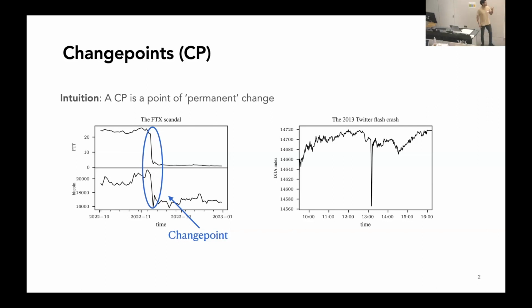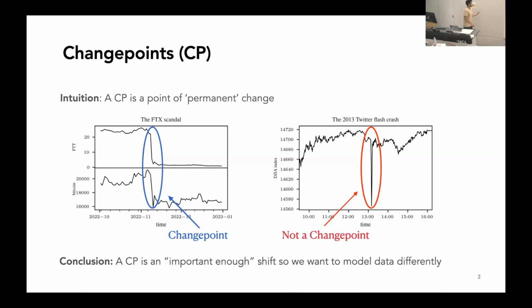On the left-hand side, we have the Twitter flash crash in 2013, when, due to a fake Twitter account, the Dow Jones index dropped for 2 minutes and then went back. When people reacted to this kind of change, they lost a ton of money. So this is something we don't want to act on. That's not a change point, that's an outlier, right? So overall, a change point is an important enough shift that we want to model the data differently and compare in different ways. In this case, we want to change our behavior. In the other case, no.